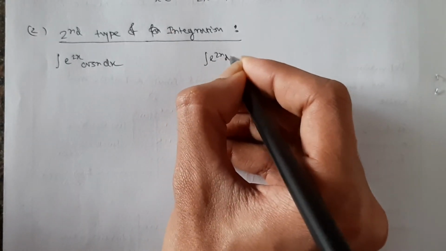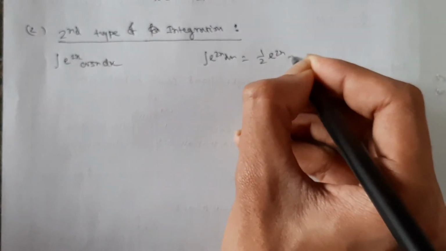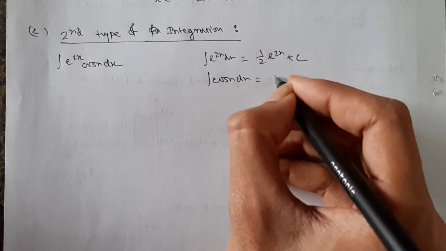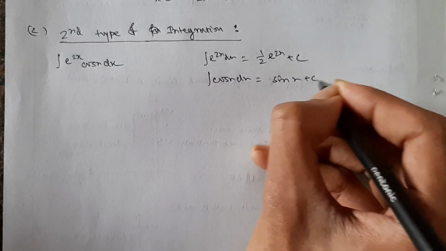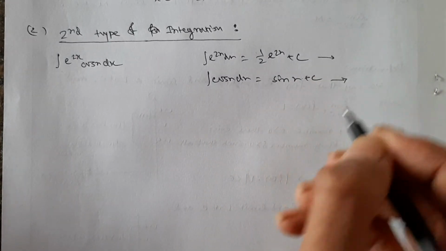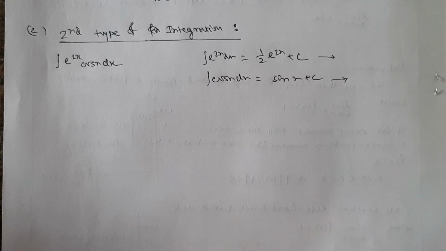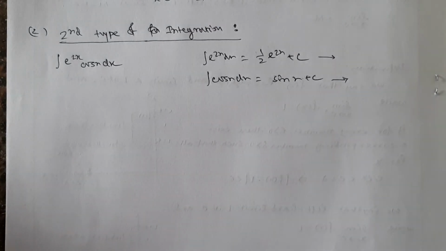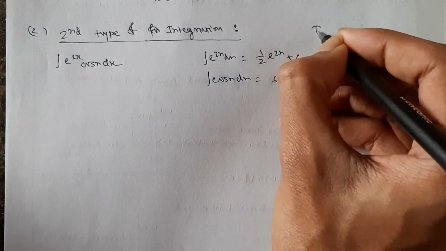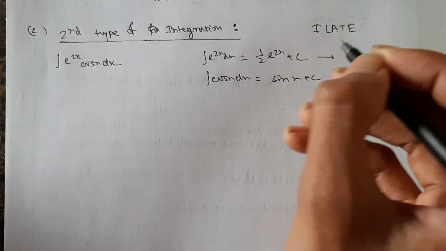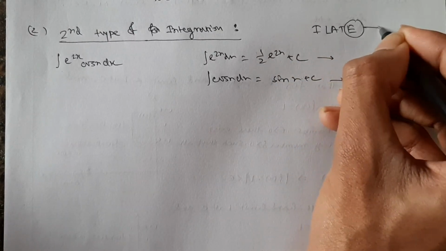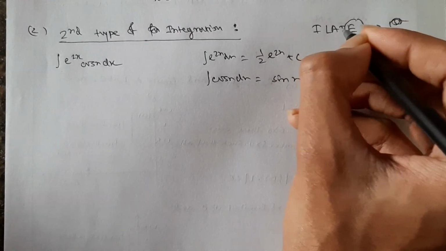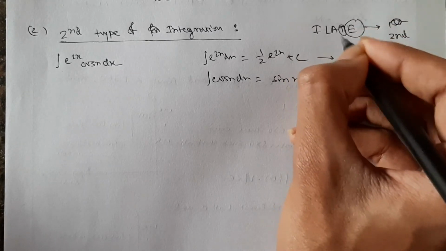So the integral of e to the power 2x dx is equal to half e to the power 2x plus c, and we also know that the integral of cos x dx is equal to sin x plus c, and it can be done repeatedly without any problem. Okay, so for these types of integration, we choose either of them. We do not always follow the ILATE rule. From the ILATE rule, it can be said that we choose the exponential as the second function and the trigonometric as the first function.